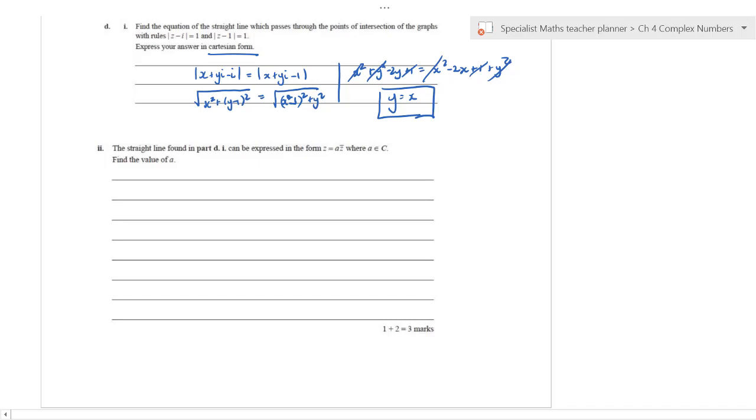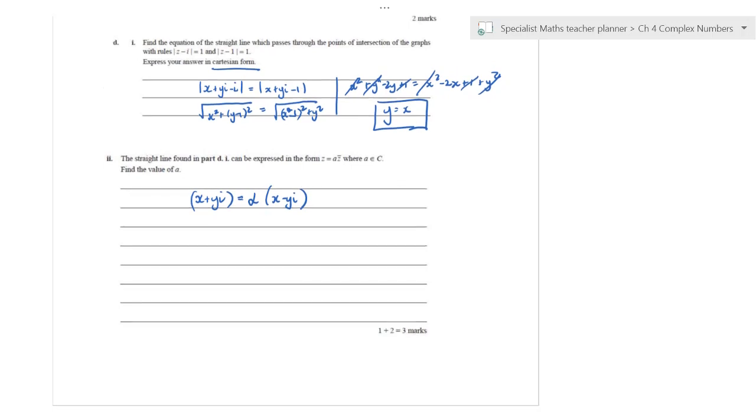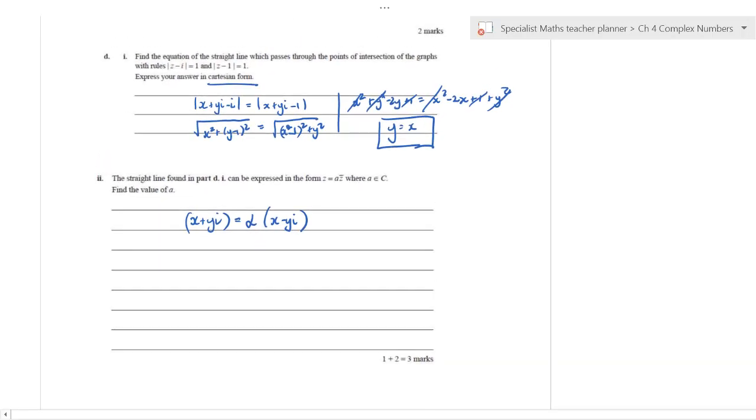Okay, so what you need to do is first of all realise that z is equal to x plus yi, and z bar is equal to x minus yi. And if we write that out, you should be able to see, and logic will actually dictate the rest. So we're going to go x plus yi is equal to alpha times x minus yi, since the conjugate of z is x minus yi. Now, it says the straight line found in part (i), which is y is equal to x. Okay, so where do we go to from here?